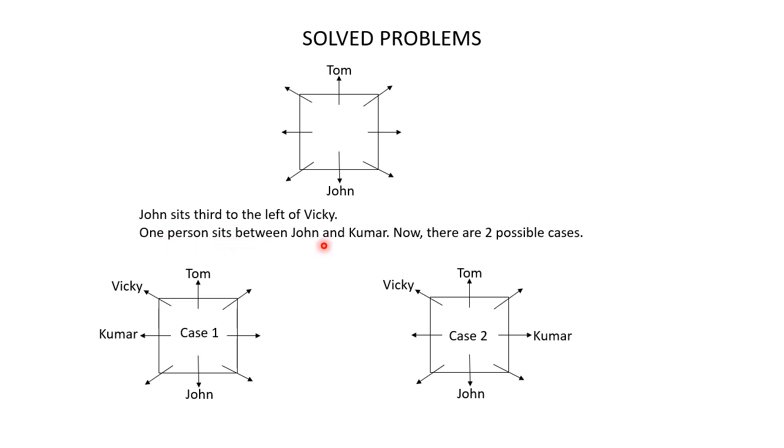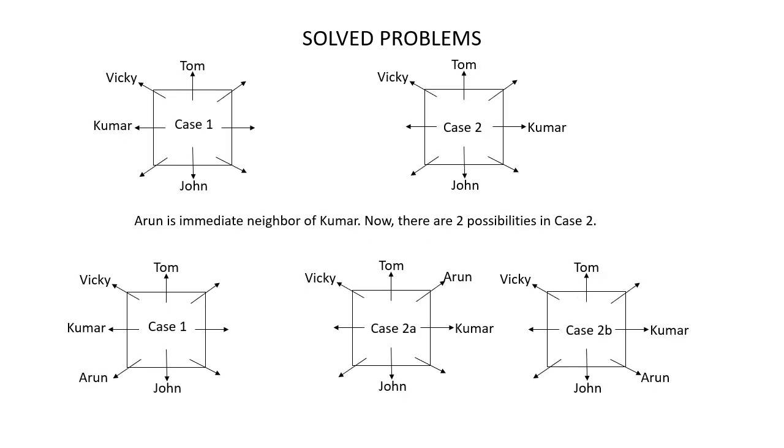One person sits between John and Kumar. Now this gives rise to 2 possibilities. Now Kumar can sit here or here. In either case, there will be one person sitting between John and Kumar. So now we have 2 possible cases. Now let Kumar sit in this position. This will be case 1. Let Kumar sit in this position. This will be case 2.